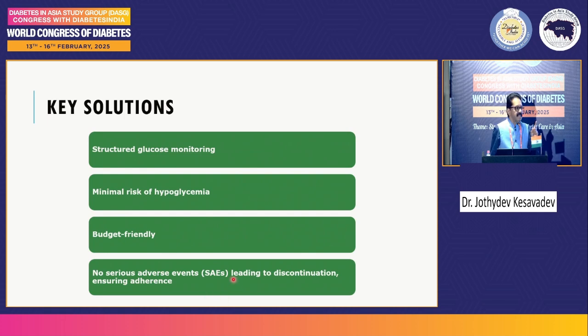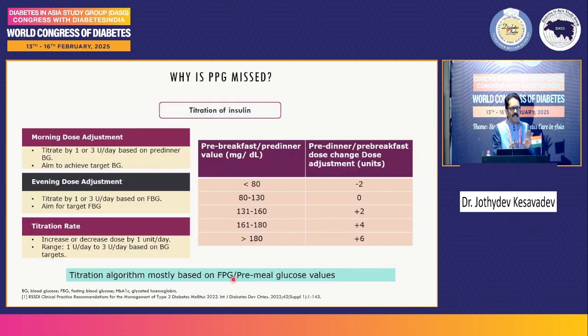And this is an algorithm. You know this algorithm is familiar to everyone. This is how you titrate the premix insulin, and this is how we all teach our doctors, our students. Look at the fasting, look at the pre-breakfast, look at the pre-dinner. But the piece which is missing in this puzzle is that you are not measuring the postprandial. You are not measuring 2 hours after the food, which is most important. That is missing in these algorithms.